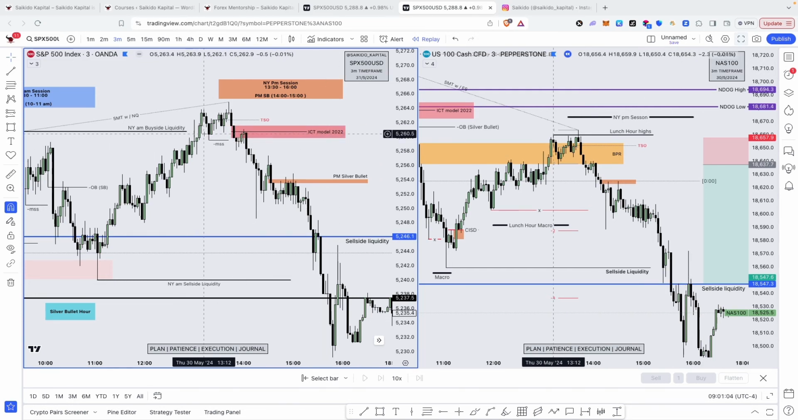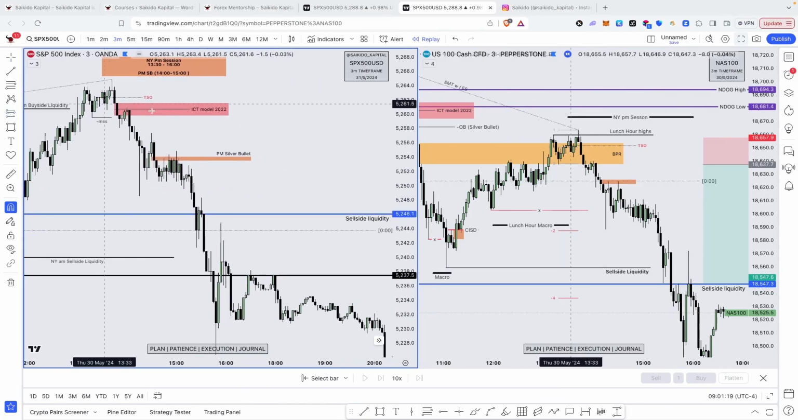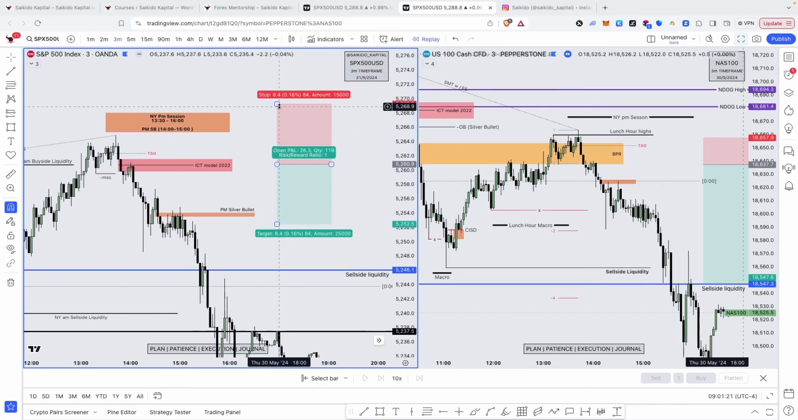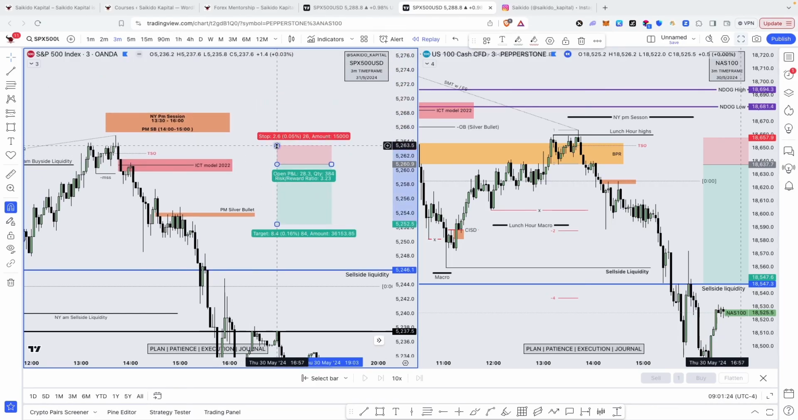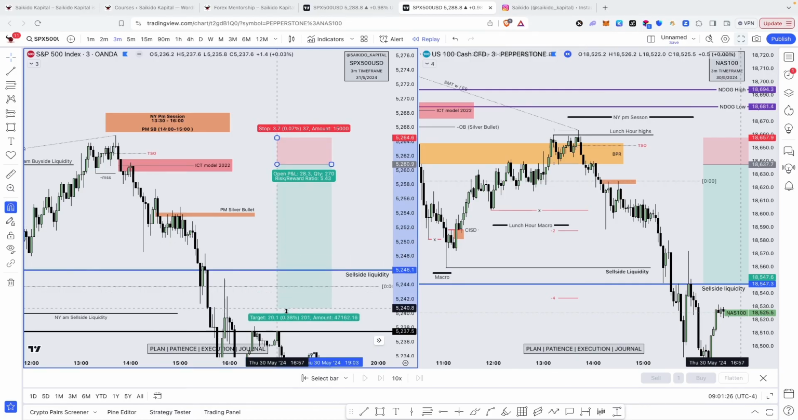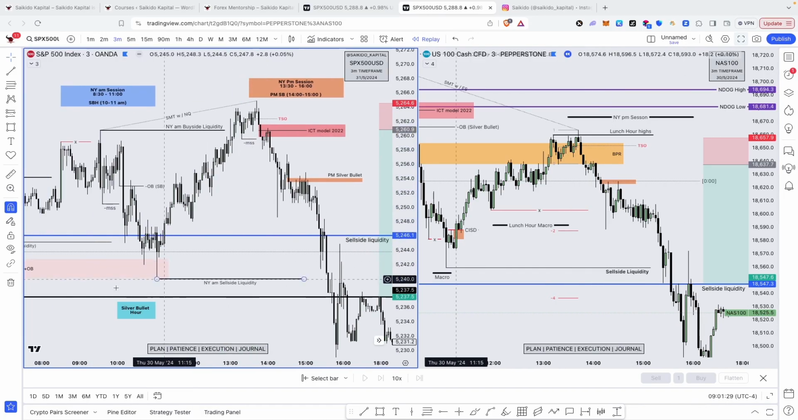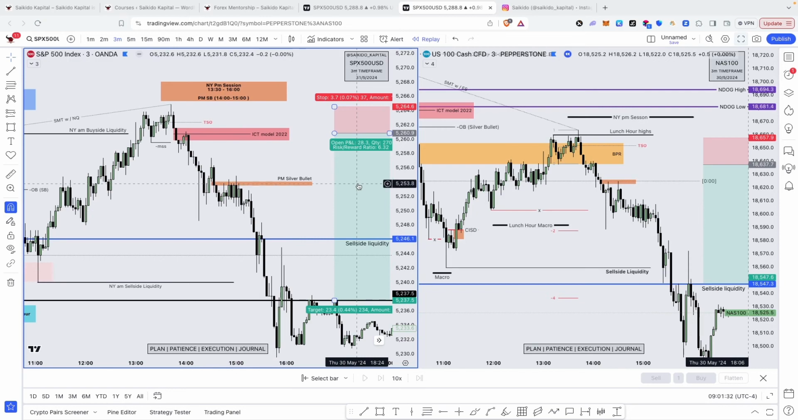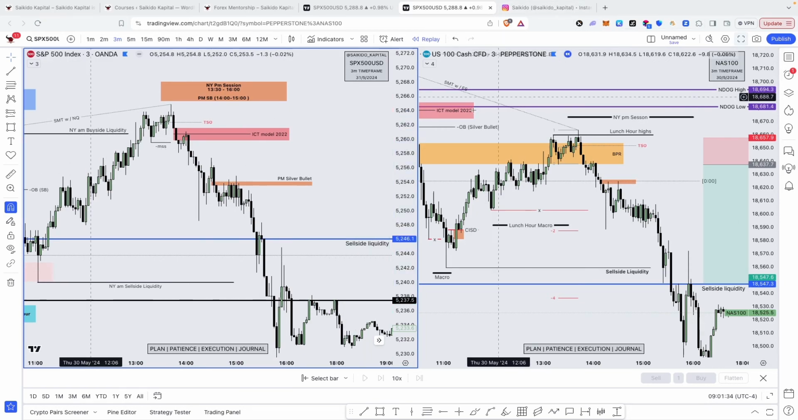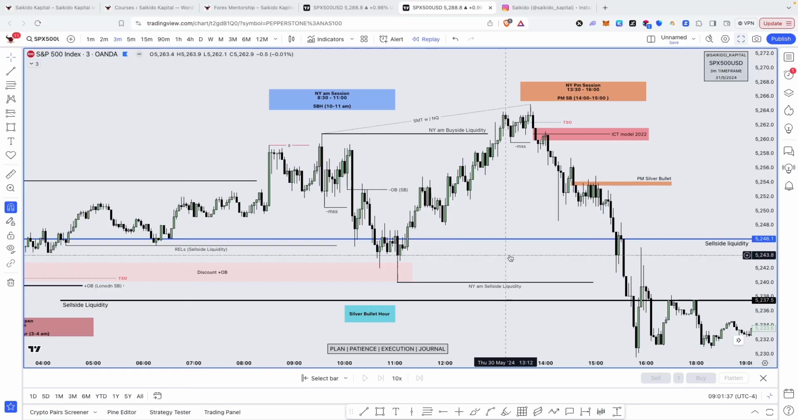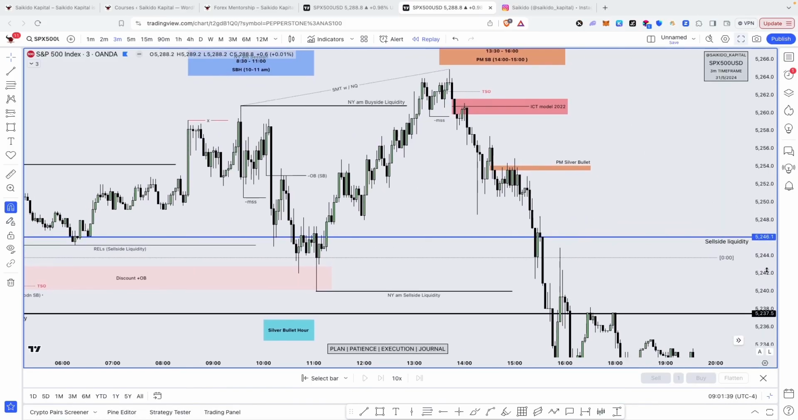ICT model 2022, because we took out the lunch hour highs here and failed to displace above it. Bearish market structure shift, closing below the low here, fair value gap, boom. You sell that fair value gap, just above here, down to the London lows down there, and that's another 6-star trade. Beautiful, beautiful. Let's just zoom in on the ES and see. It was just beautiful.